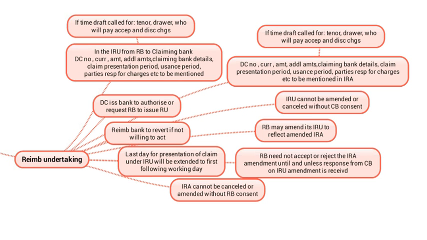The reimbursing bank need not accept or reject an irrevocable reimbursement authorization amendment or cancellation request until the claiming bank reverts on the amendment or cancellation request to the relevant reimbursement undertaking, which means every time a reimbursement authorization is amended, the related reimbursement undertaking might be amended by the reimbursing bank and shall await the nominated bank to revert on the same. The IRA cannot be cancelled unless the claiming bank agrees to cancellation of the IRU. The reimbursing bank may amend its IRU to reflect the changes in the reimbursement authorization. If a time draft is called for, the tenor, drawer, and who will pay the charges, all these details will have to be mentioned in the reimbursement undertaking.